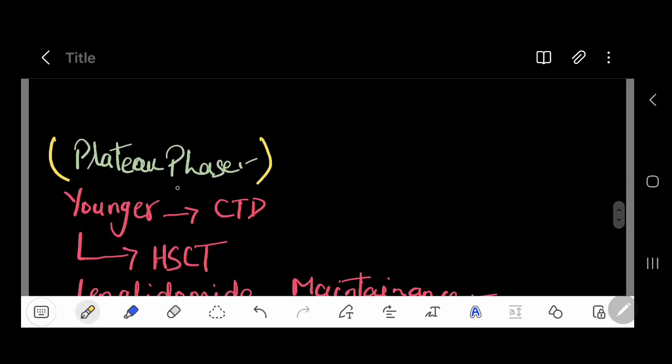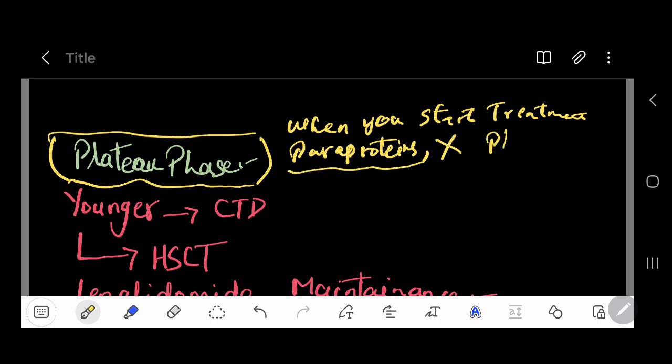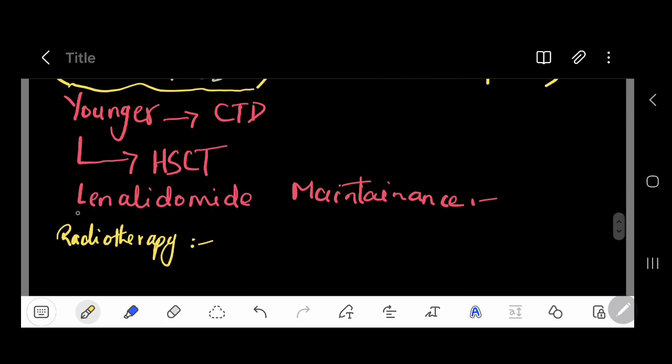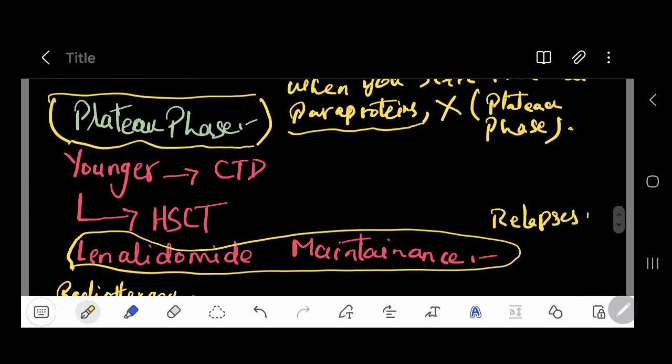When you start treatment, the paraproteins start falling, and a time will come when these paraproteins don't fall, and this is known as the plateau phase. Here you have treated maximally. Now, when the plateau phase has been achieved, you will start lenalidomide maintenance therapy, and it showed promising results in preventing relapses.